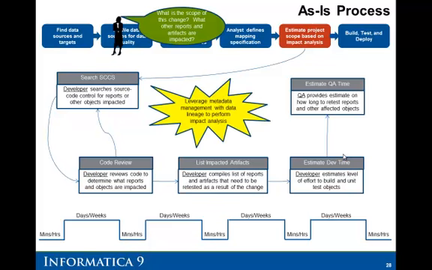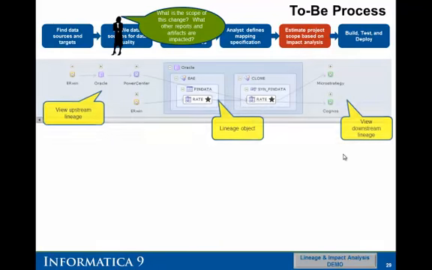We can improve this with metadata management, because Informatica's metadata management provides the data lineage to see where the data is coming from and where it's going, and to provide a complete and comprehensive impact analysis of all the objects and artifacts that are affected. How do we do this?